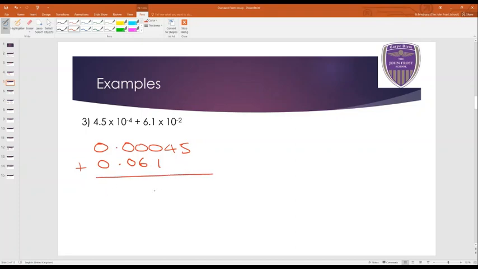Now we can add using the column method. Okay, the decimal stays where it is. 5 plus 0 is 5. 4 plus 0 is 4. Then we get 1 in that column, 6 in that column, 0 there, 0 there. Okay, so we've got 0.06145. Obviously, this is a small number now, starting with 0 point something.